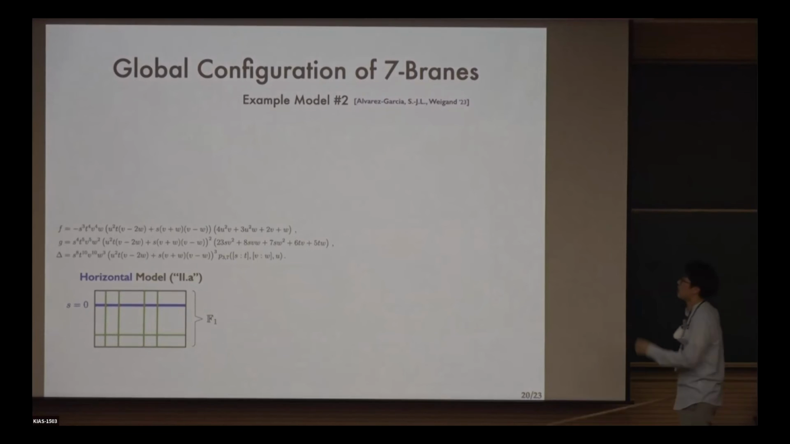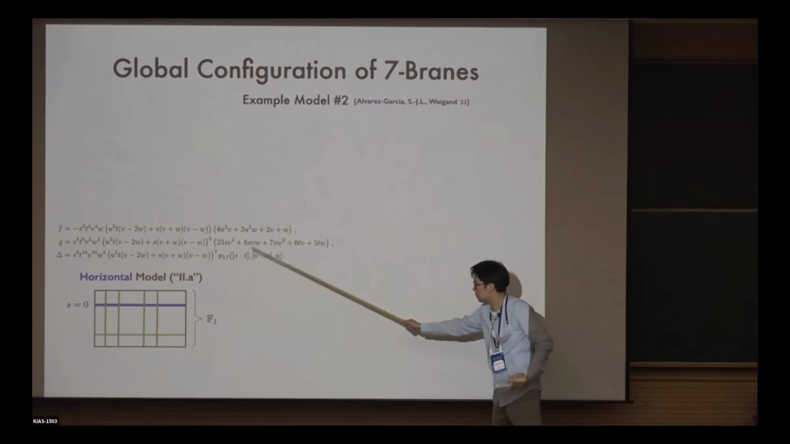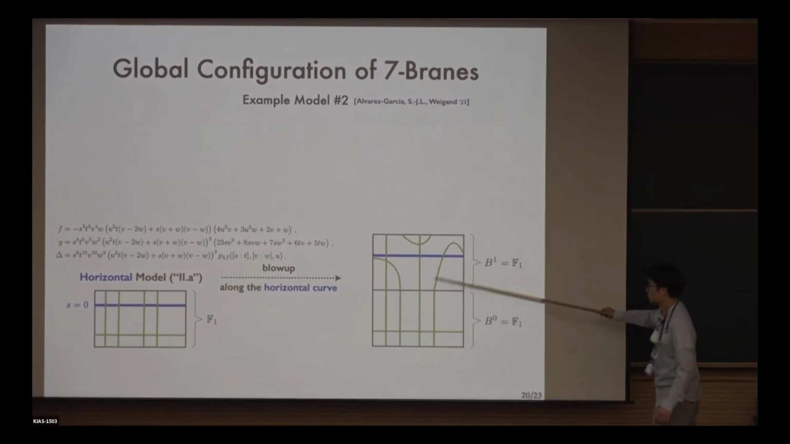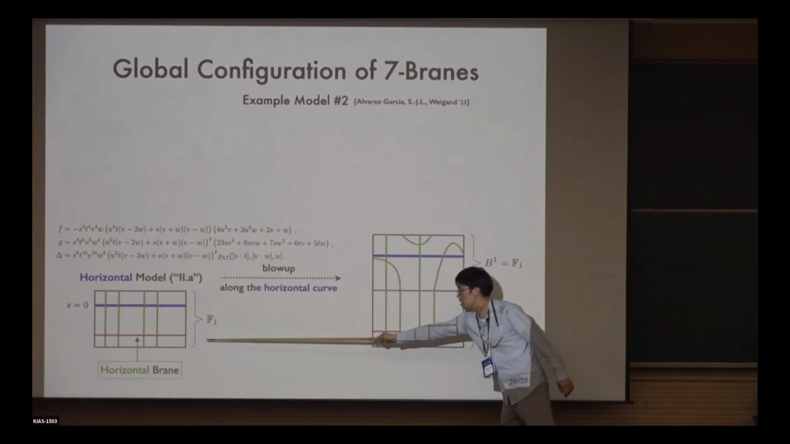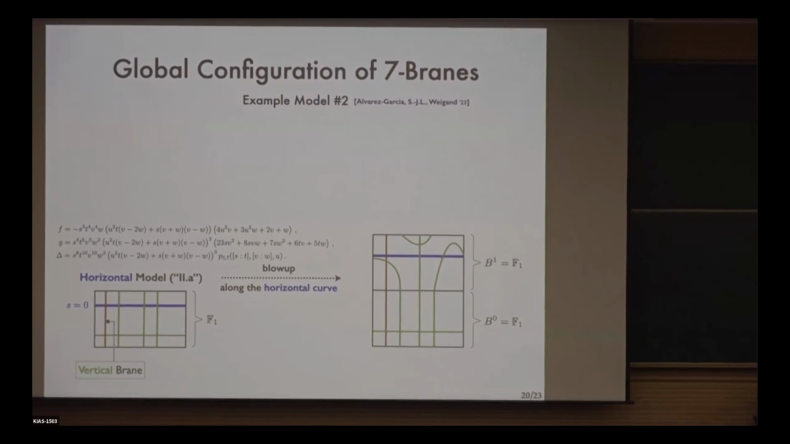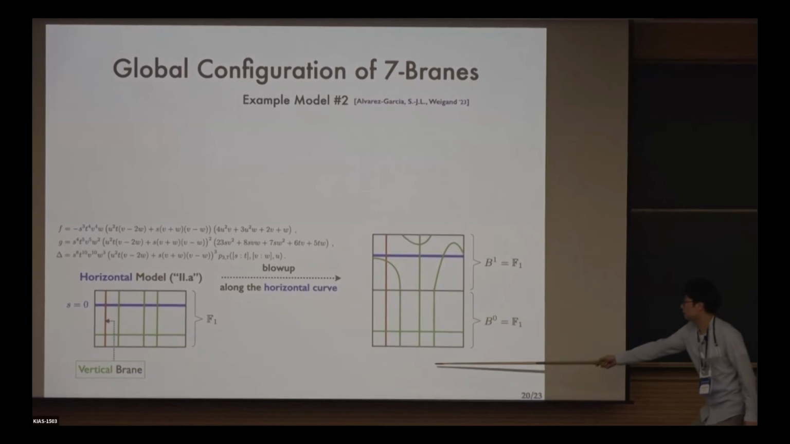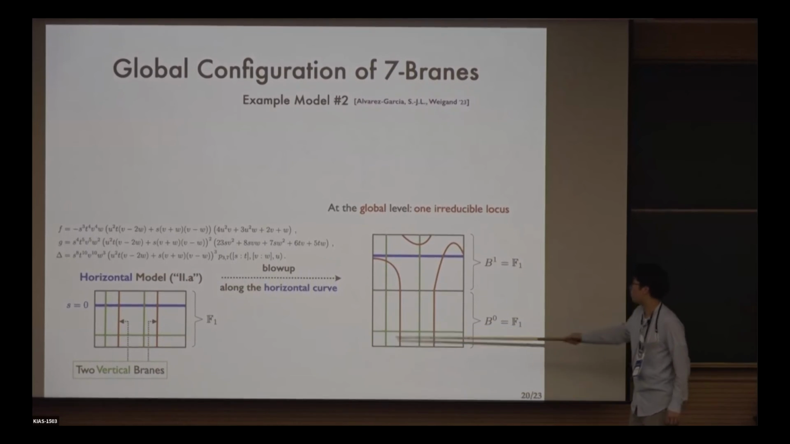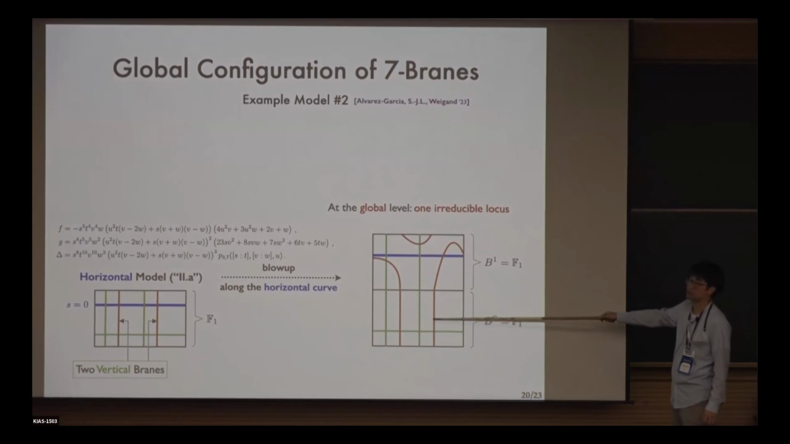And here is the other model I wanted to show you. Again, we blow up along the non-minimal locus. We end up getting this two-component configuration. So the usual story: the horizontal minimal brane here remains horizontal on the 0th component after the elongation. The far left vertical brane is simply vertically extended. The same is true for the 3rd vertical brane, just a simple extension vertically. However, the remaining 2 vertical branes will now combine into one irreducible locus after the elongation at the global level.